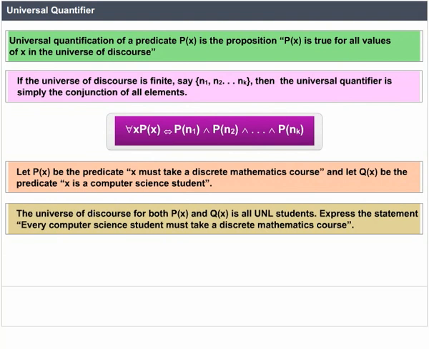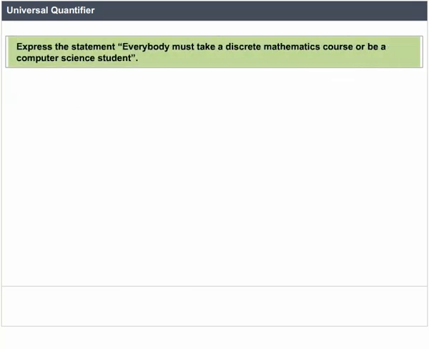Express the statement every computer science student must take a discrete mathematics course: for every x, Q(x) implies P(x). Express the statement everybody must take a discrete mathematics course or be a computer science student: for every x, Q(x) or P(x).